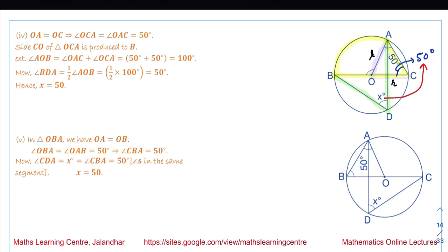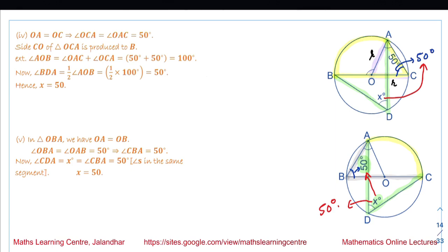Now in the next question we have this angle at B, it is 50 degrees. When we look at this angle, it is CBA we are talking about, and this arc AC is there. Now on the same arc we have this angle ADC. So this angle X and this angle 50 degrees will be equal to each other. So the value of X we will get is 50 degrees.